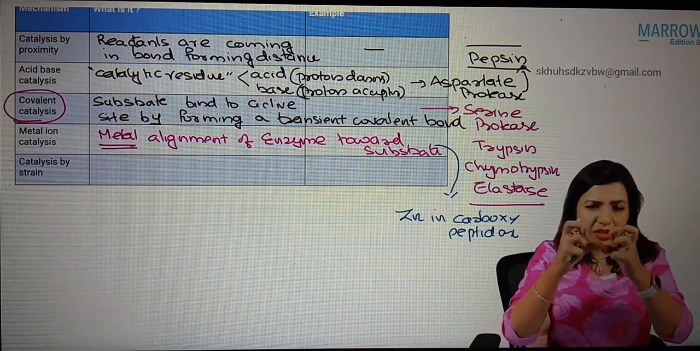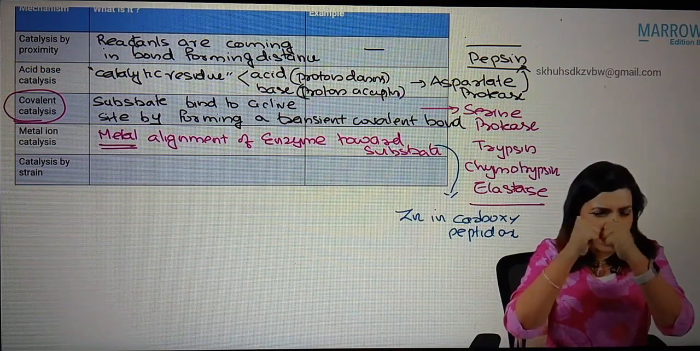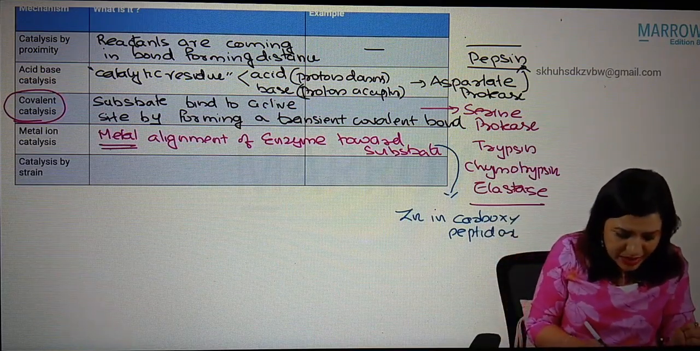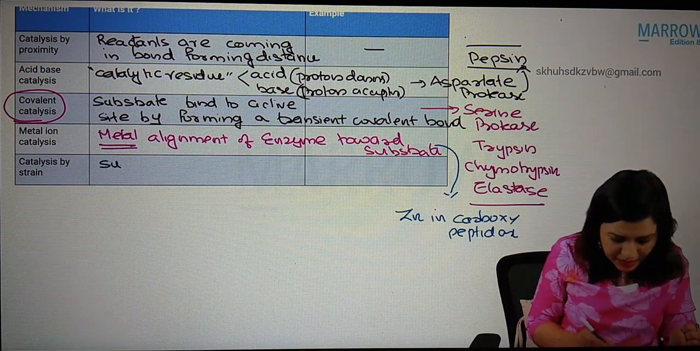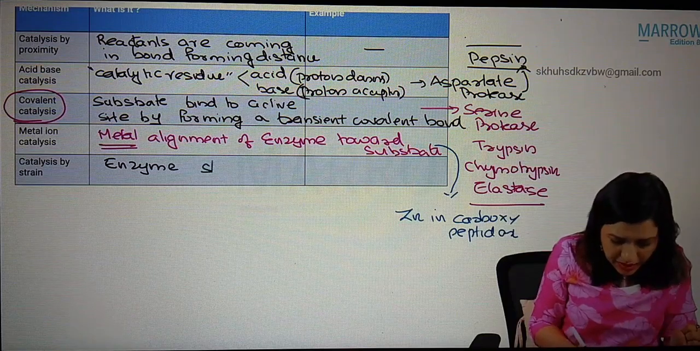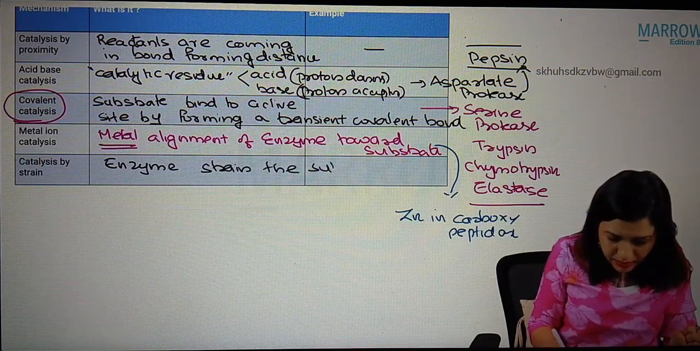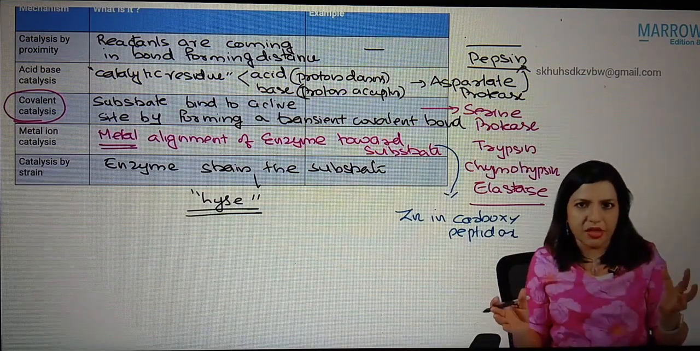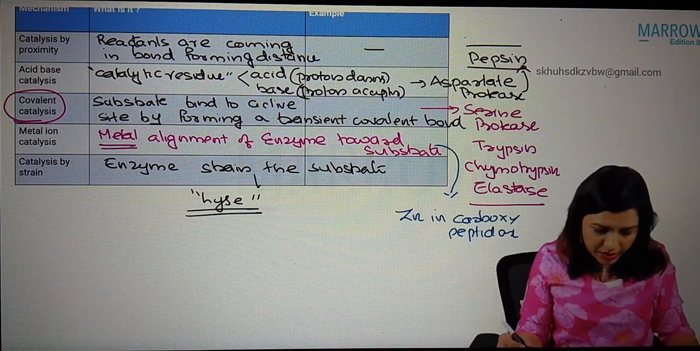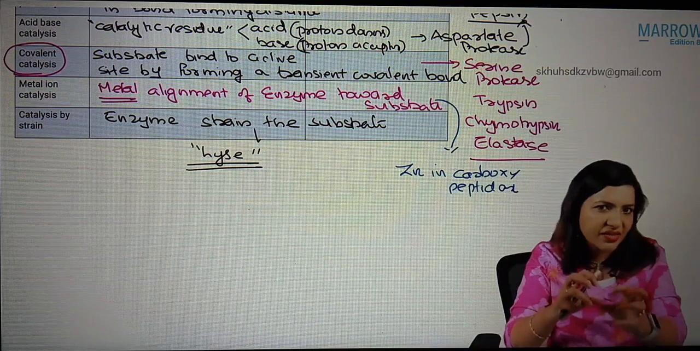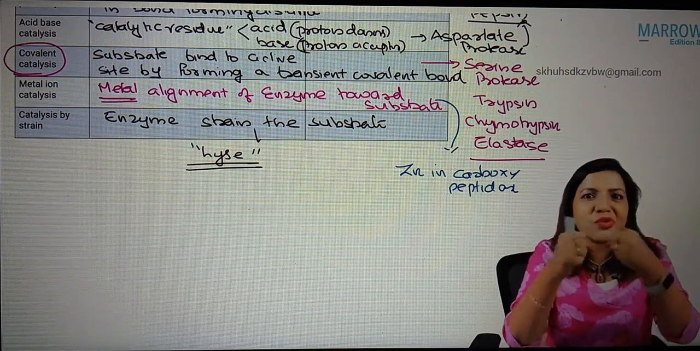Then catalysis by strain. Strain means we are straining the substrate so that it breaks. Catalysis by strain means that the enzyme strains the substrate in such a way that it facilitates lysing of the substrate. Once the substrate binds to the active site, it strains the substrate so that a bond breaks.